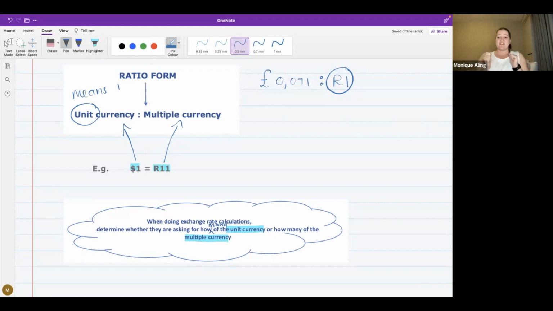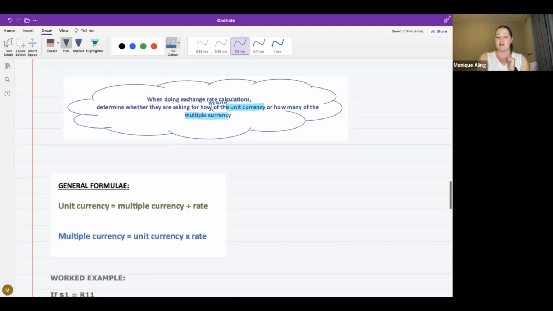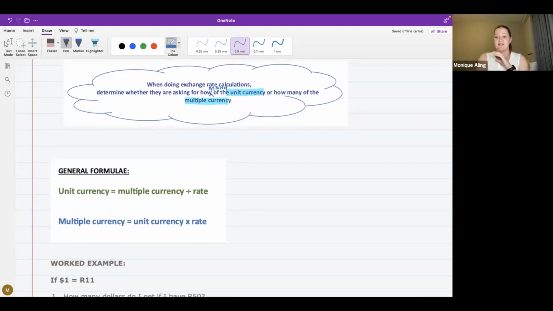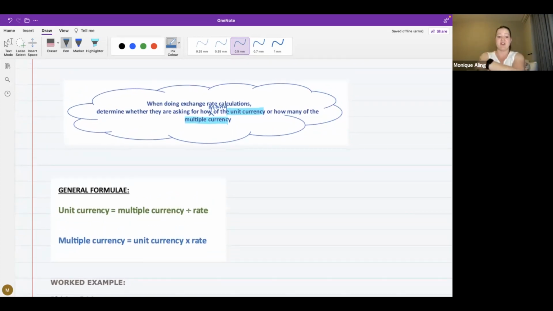So first step, we identify which one is unit, which one is multiple. Then we look at the question, check what they are asking us to work out, the unit currency or the multiple currency. Then we can look at our general formula. These 2 formulas you can learn off by heart, and if you understand these 2 formulas, you can never go wrong. If they're asking us to work out the unit currency, you'll take the multiple currency, divide by the exchange rate. If you're working out the multiple currency, you'll take your unit currency times by the exchange rate.